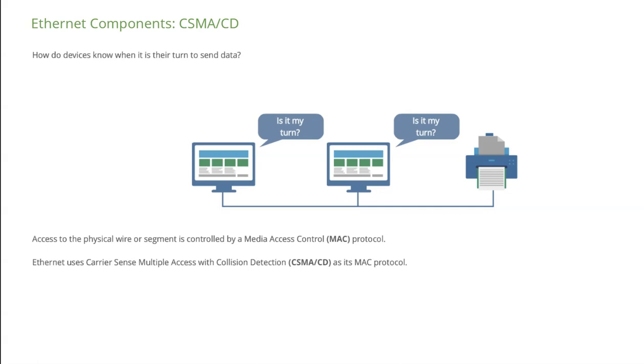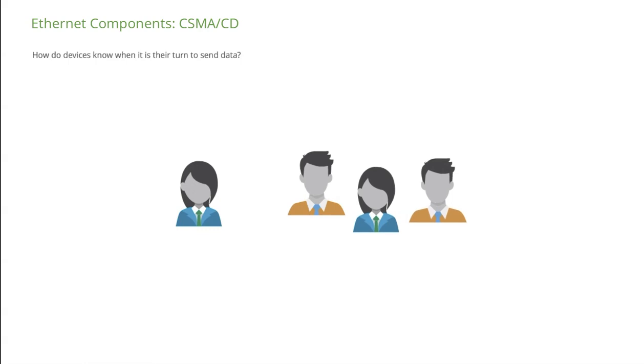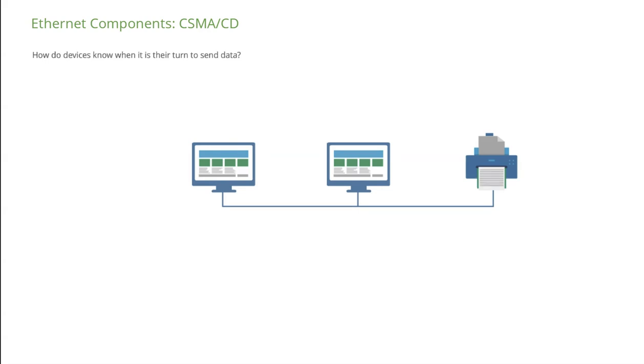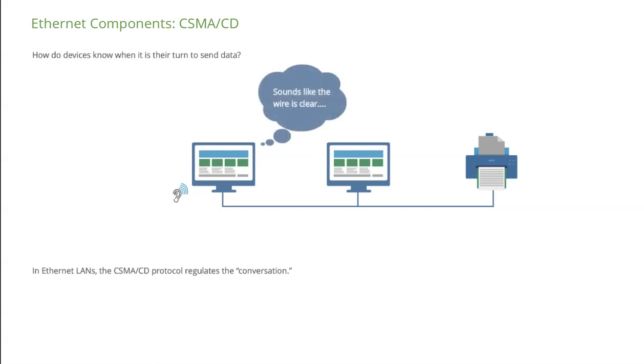To understand CSMA-CD operation, think of a group of people having a conversation. As we discussed in Section 1 on protocols, in general, human conversations work only when one person talks at a time. That way, everyone in the group can hear and understand what is being said. The same is true of computer networks, and in the case of Ethernet LANs, the CSMA-CD protocol regulates the conversation. If a device has data to transmit, it listens on the wire to see if any other device is transmitting. If the wire is idle, the device sends the data. All other devices on the segment receive the transmission.